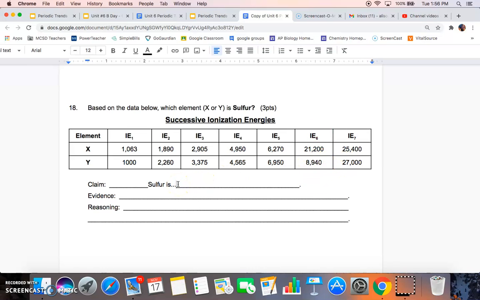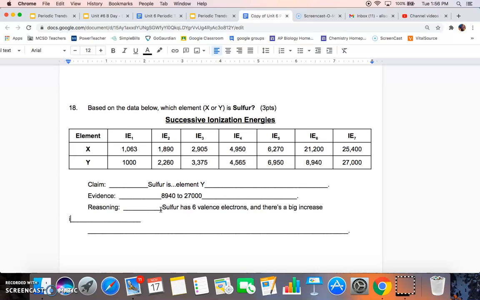So my claim is that sulfur is going to be element Y. And my evidence, same thing, I'm just going to provide the data. I went from this at my 6th electron, so 8,940, to 27,000, just a casual jump in energy. And then my reasoning is going to sound very similar. I know that sulfur has 6 valence electrons, and there's a big increase in, well, I'll say ionization energy, or IE, from the 6th to the 7th.